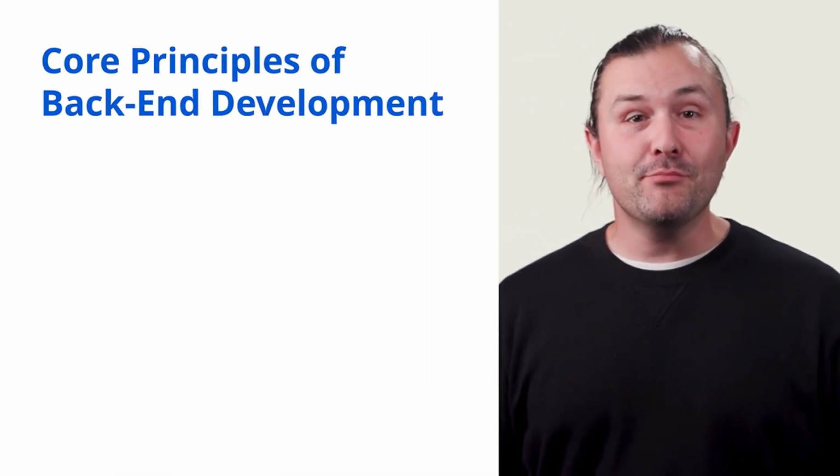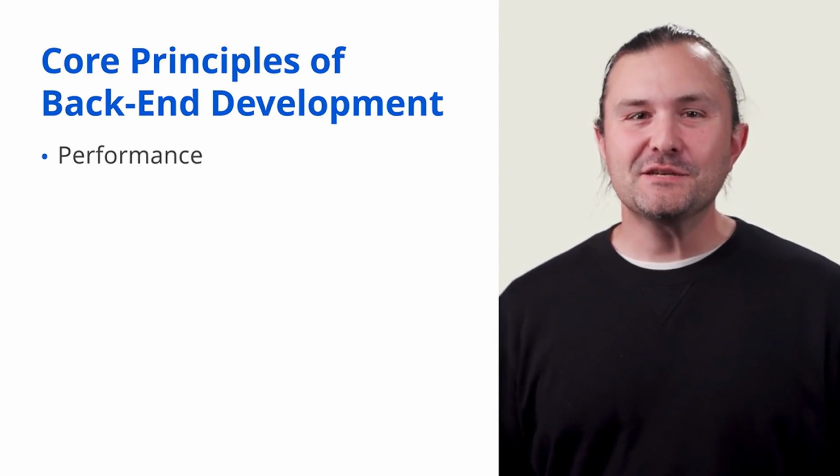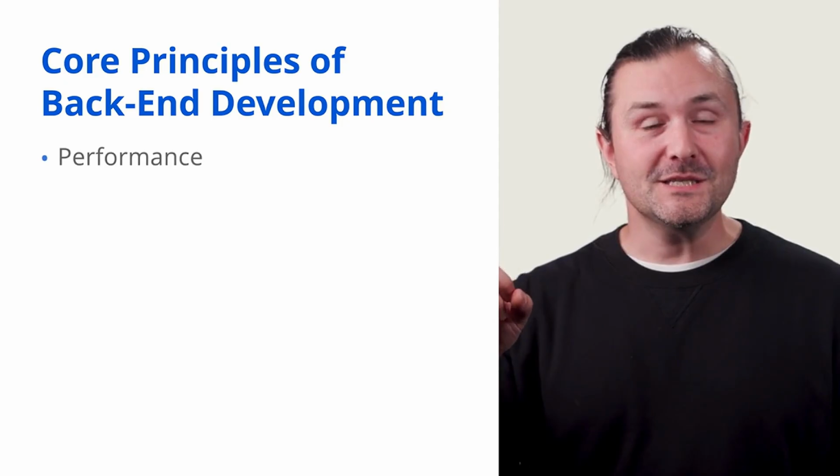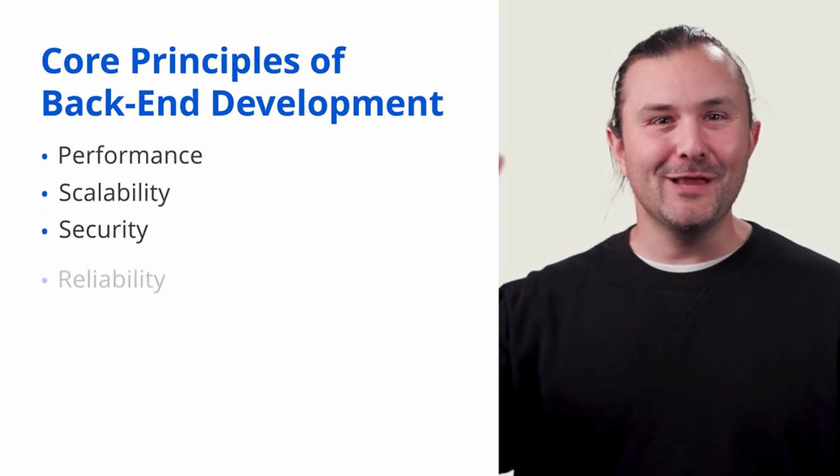APIs enable websites and applications to connect with other services, enhancing their capabilities without the need to build new features from scratch. Now that you've learned about the three primary parts of back-end development, let's explore the core principles of back-end development. They are performance, scalability, security, and reliability.